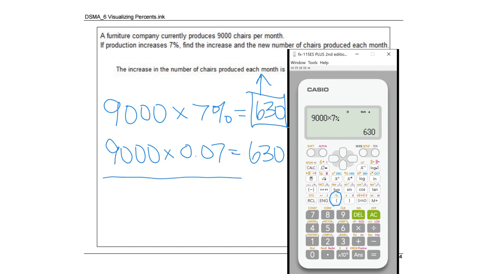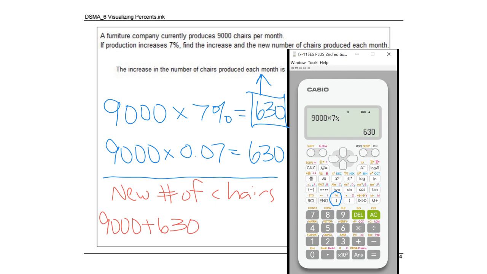But then they want the new number of chairs. So we're going to take the original 9,000 plus the increase of 630, and that means that our new number of chairs per month is 9,630.